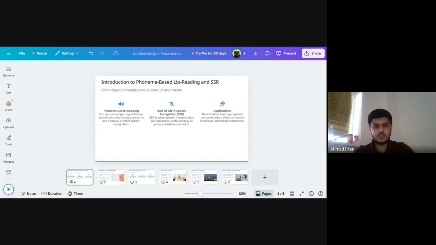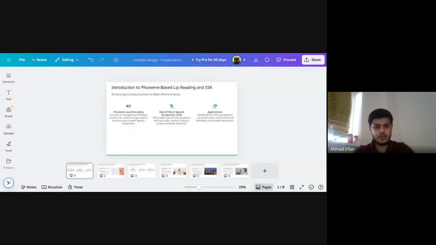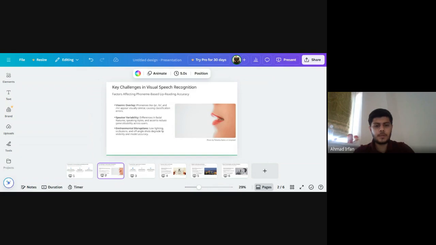Moving on towards the next slide, key challenges. Now let's explore the core challenges faced in phoneme-based silent speech recognition. First, we have visual ambiguity, often caused by visemic overlap. For instance, phonemes like P, B, M have very similar lip movements and are often indistinguishable without sound.